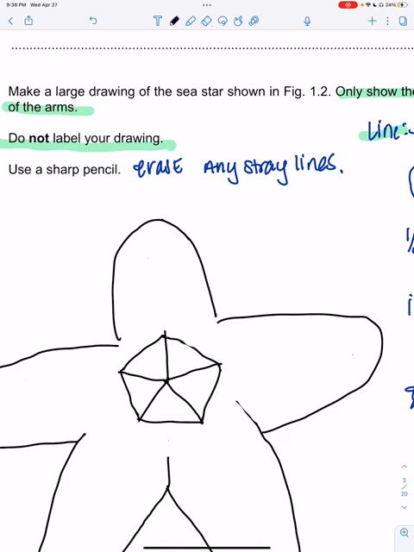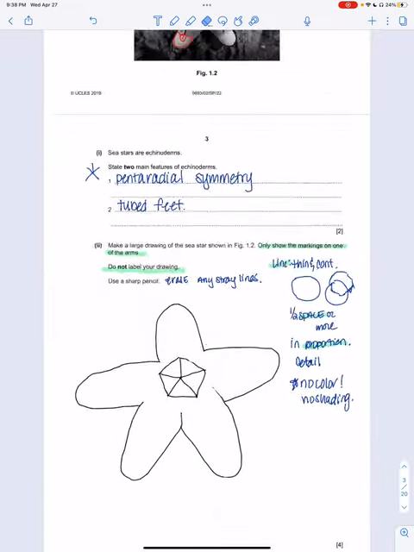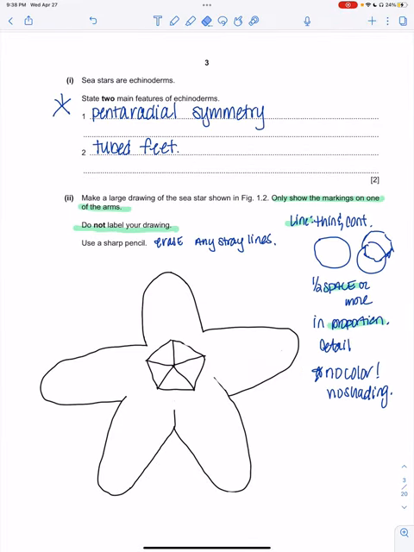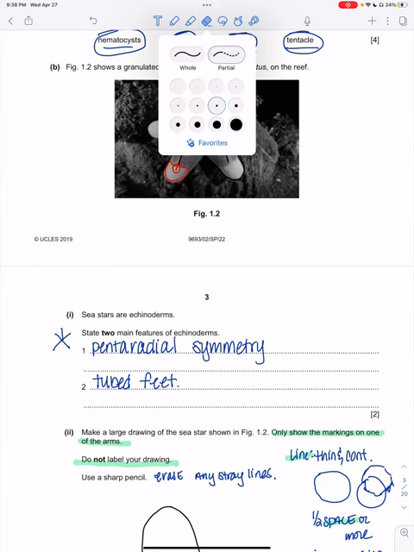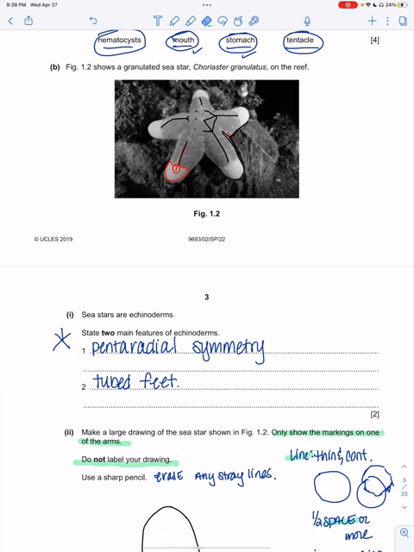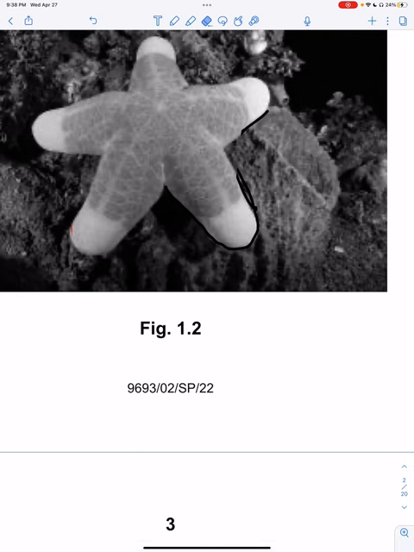I don't want to be like, well, it's an iPad, I can't get it as good as I could with a pencil. So attempt. All right. And then you don't need to include the symmetry in the middle or that shape in the middle. And do not include any detail. They said only show the markings on one of the arms. There's only one marking. It's just this white mark.